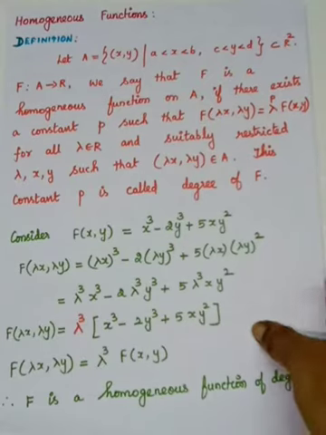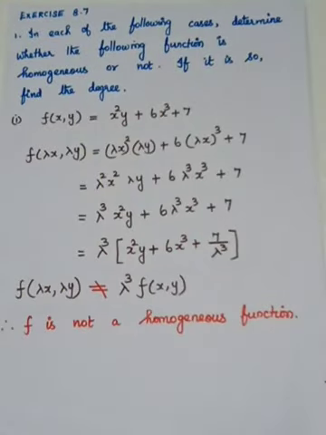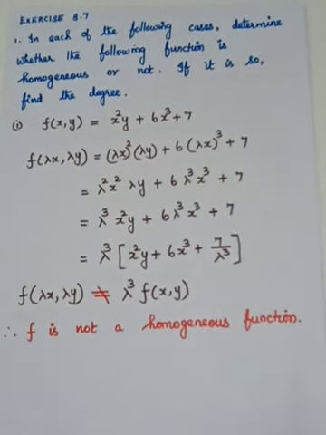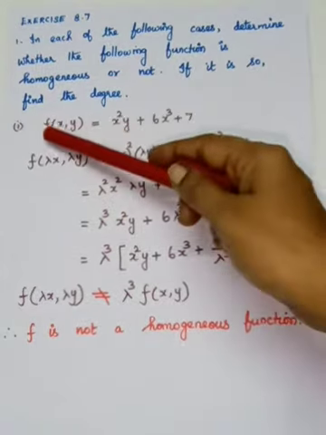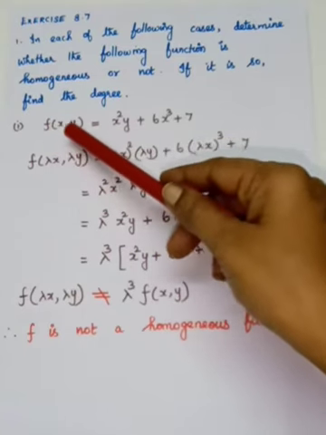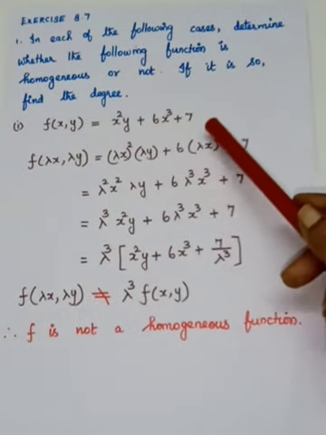Okay, we'll see with problems. See the first problem, exercise 8.7. In each of the following cases, determine whether the following function is homogeneous or not. If so, find the degree. The function is given as small f(x, y). That means f is a function having the variables x and y. So it is x squared y plus 6x cube plus 7.